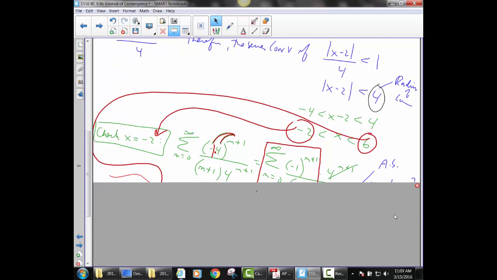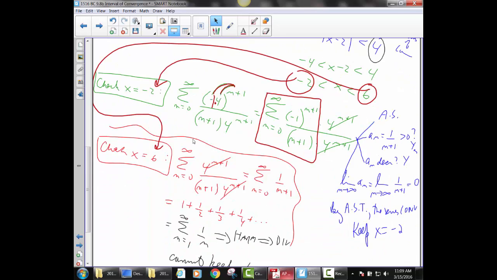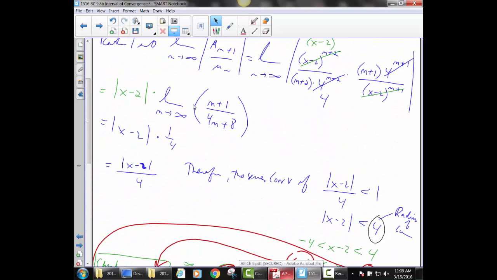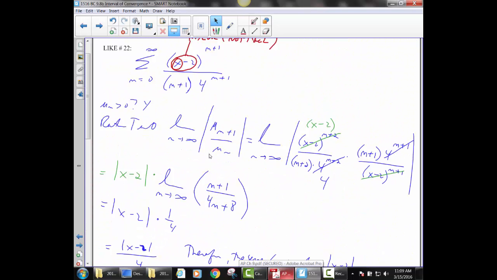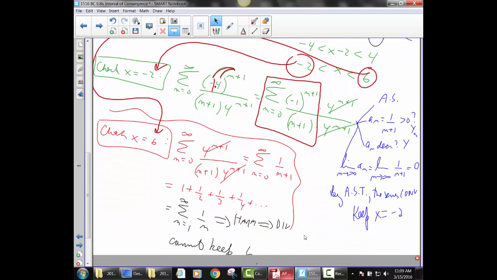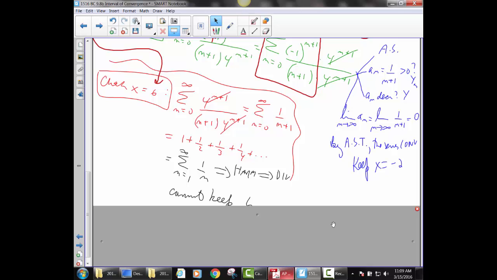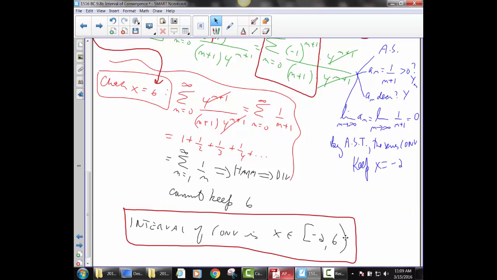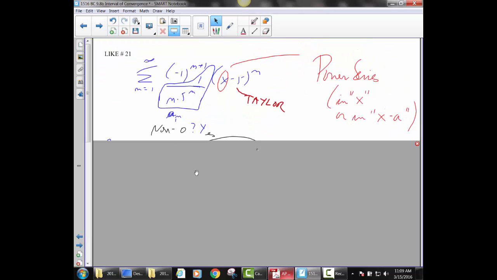The question is, do I include the negative 2? Do I include the 6? So here's the check for the negative 2. You go back to the original function. If you replace x by negative 2, you'll get negative 4 to the n plus 1. That's negative 1 to the n plus 1 times 4 to the n plus 1. Those n plus 1s cancel. Alternating series test, and you'll find out that the series converges. So we get to keep the negative 2. As far as the 6, plug that into the original function. We get a harmonic, which is divergent. We do not get to keep the 6. So square bracket around the negative 2, parentheses around the 6.